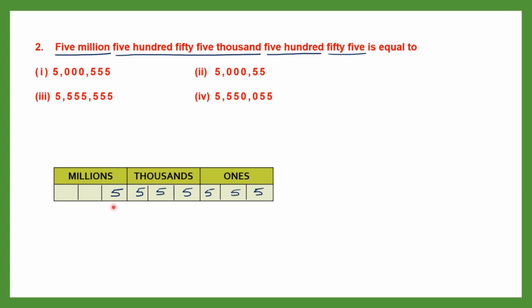So can you see they're all 5. So how many do we have? 1, 2, 3, 4, 5, 6, 7 5s we have. So that is 5 million, a comma here. Then 555,000, a comma here. 555. Now which of these is the answer among the options? So if you look carefully, it is option 3. That is 5,555,555. So option 3 is our answer. This is the answer that we got.